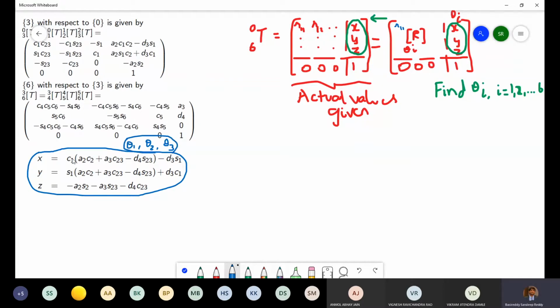And in this case, if you equate the position vector terms over here, the values that are given with the expressions, then you get three equations, and all these equations have only theta 1, theta 2 and theta 3. Everything else is constant. So now this we can try and solve. So if you can take out your notebooks, we'll try and solve this first.